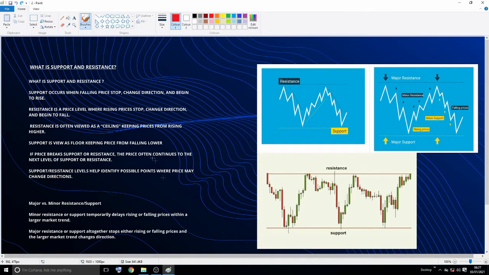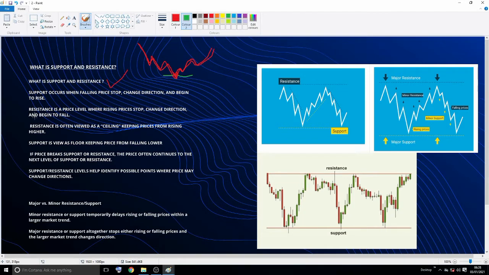So let's continue and explain what support and resistance is. Support occurs when a falling price stops, changes direction and begins to rise. So when a price is falling like this and it comes to a level where it stops falling and starts rising, that level is viewed as support. Why? Because the price was dropping. When it got to this level, it was supported and it started reversing and going to the upside, right?